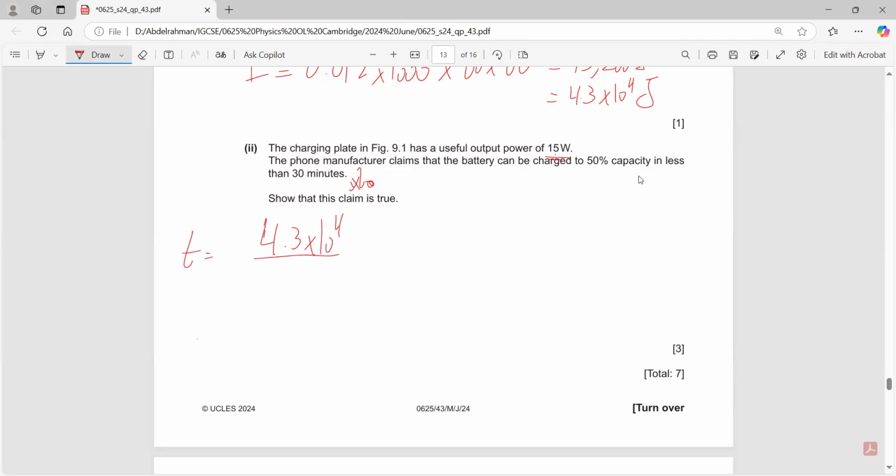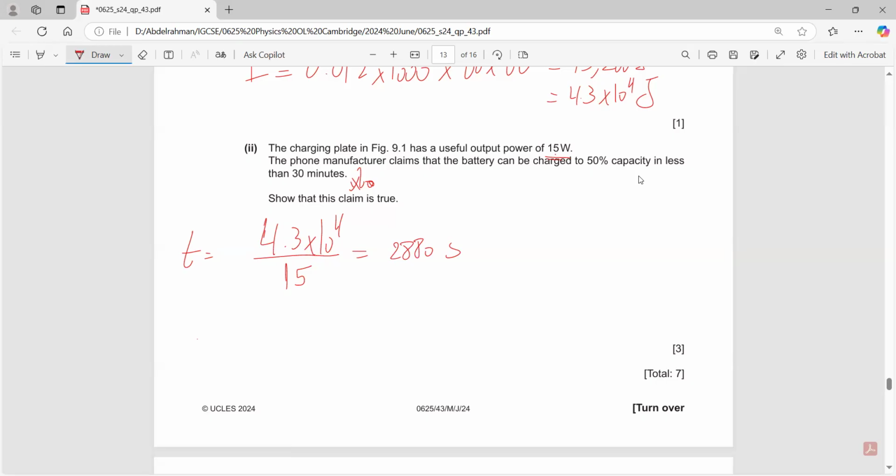So it's basically 4.3 times 10 to the power of 4 divided by the power, which is 15 watts. If you divide by 15, this would give you 2,880 seconds. This is the total time for one full charge.